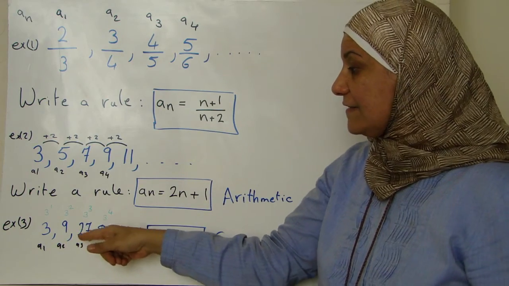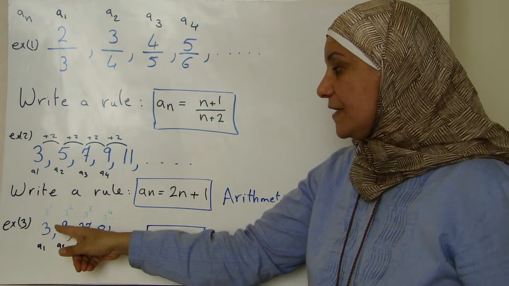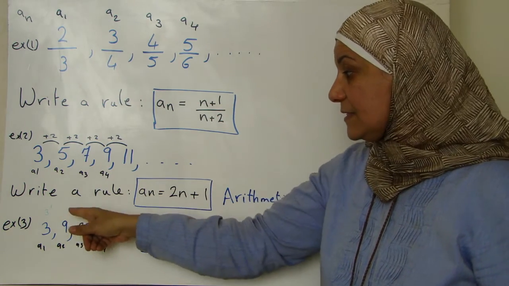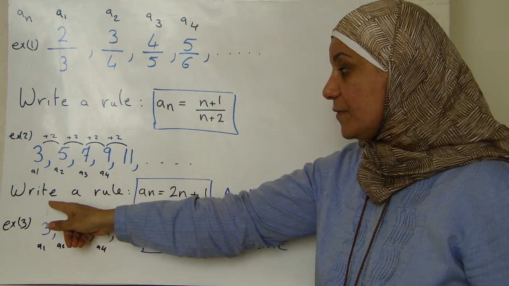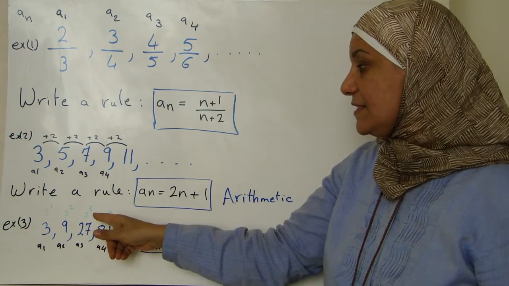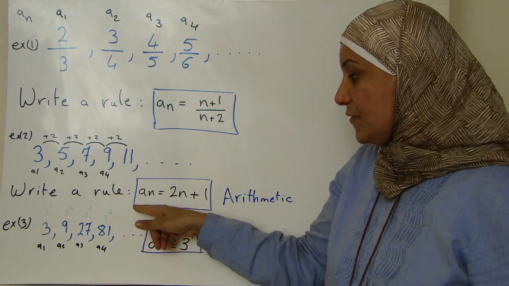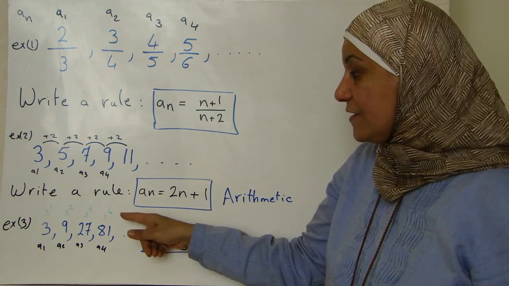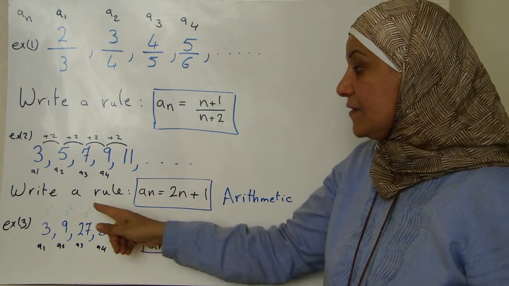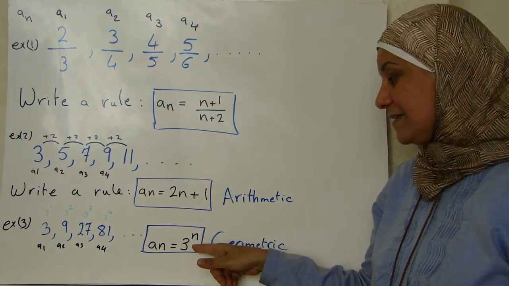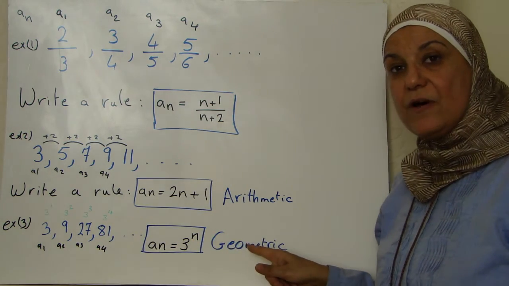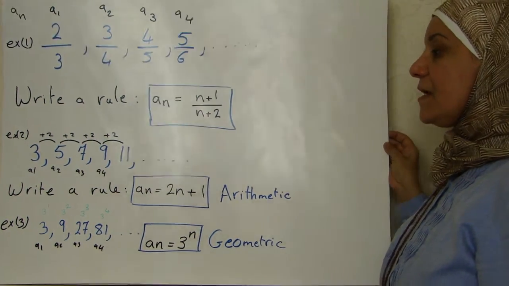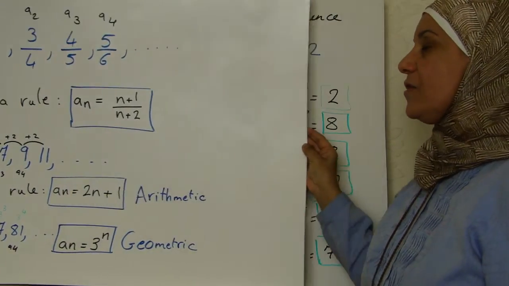So what do I find here? I know that 3, 9, 27, 81 are powers of 3. So I have to put 3 to the power of 1, 3 to the power of 2, and so on. What do you think my fifth term is going to be? It is going to be 3 to the power of 5. So accordingly, my rule is going to be 3 to the power of n. This one we call geometric. Why? Because it is built on multiplying and not adding.